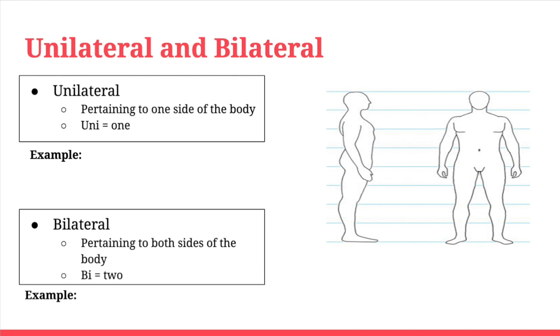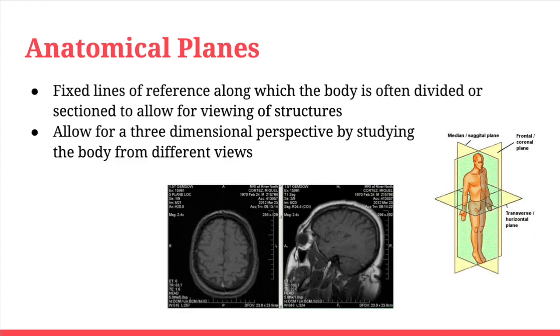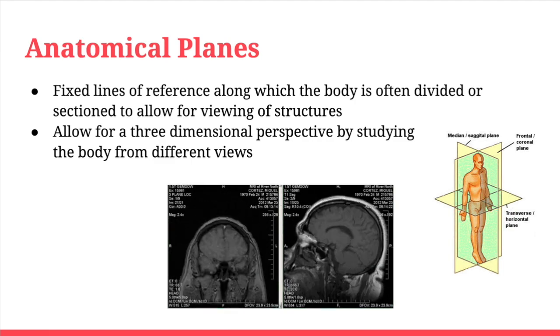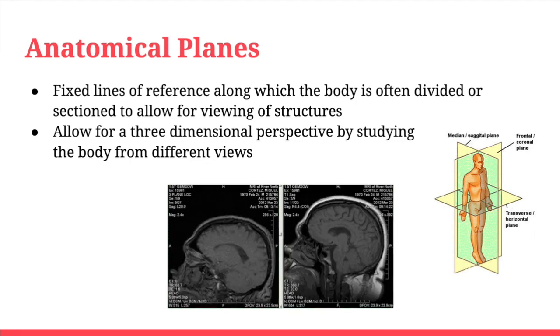The last thing we're going to talk about today are anatomical planes. These are just fixed reference lines where we would normally divide the body into different sections that allows different structures in the body to be viewed. It lets us see things in a three-dimensional perspective.